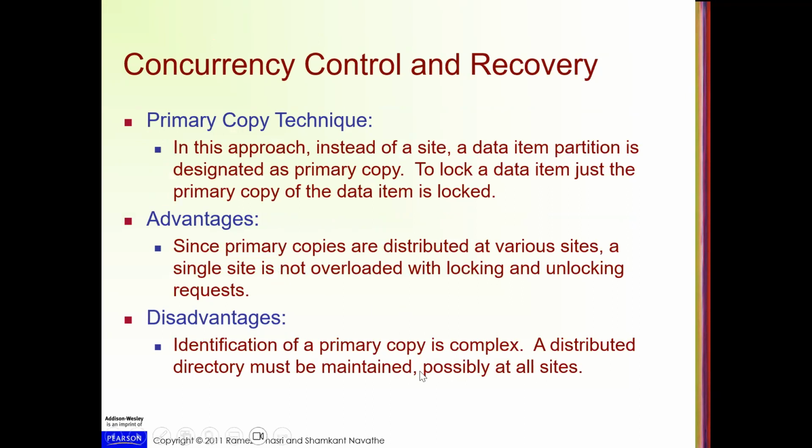But the problem here is that because there were so many copies available in all the sites, identifying which one is the primary copy becomes complex. A distributed directory must be maintained, possibly at all the sites. So we make a directory wherein we write which site is having what data items inside it. So a directory needs to be maintained.